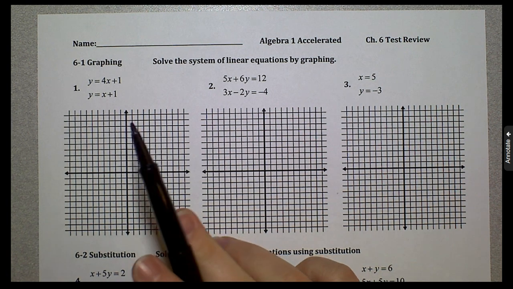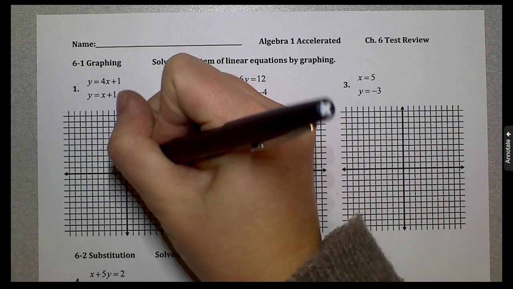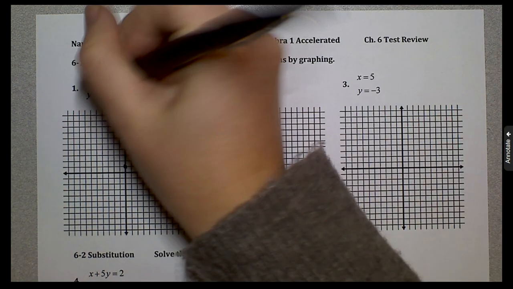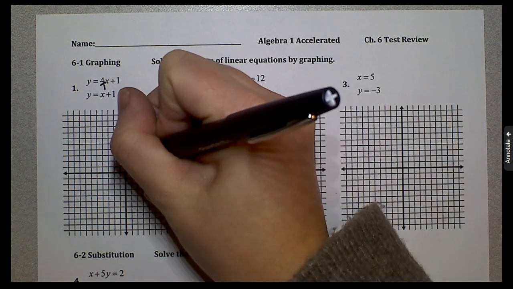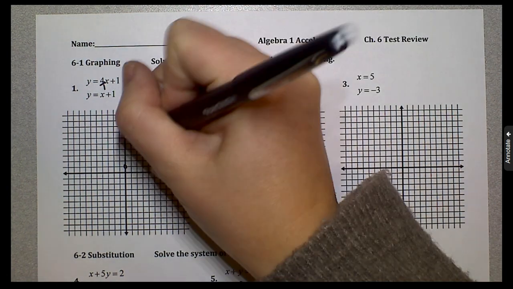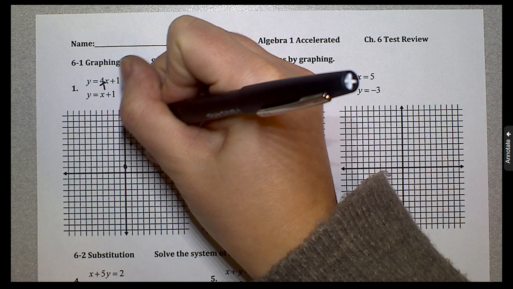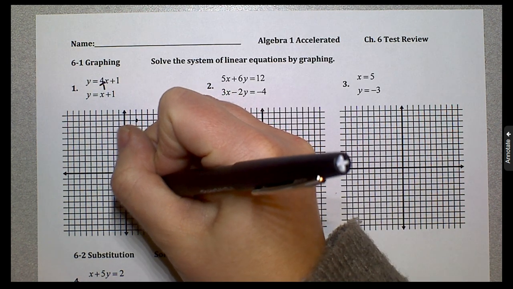Number 1, we have nice slope-intercept form. Always my favorite. The y-intercept is 1 for the first one, right? y equals mx plus b, b is our y-intercept. Our slope is 4 over 1, so we're going to rise 4, run 1. What I suggest is to extend and have a few points. 1, 2, 3, 4, 1. I can also go down 1, 2, 3, 4 to the left.